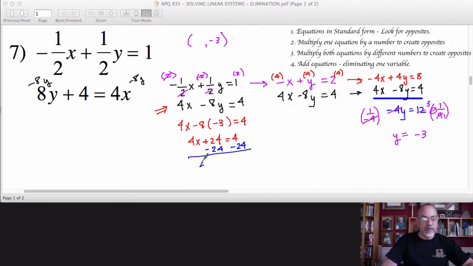So that's going to leave me 4x. 24 minus 24 is 0. 4 minus 24 is a negative 20. We then are going to divide by 4, which means we're going to multiply by the reciprocal of 4.